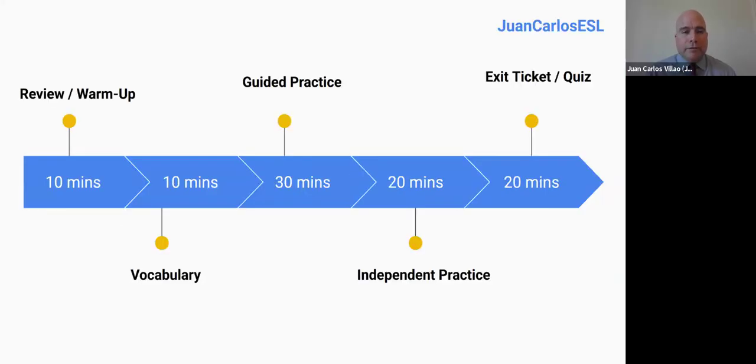So there we have the review and warm-up. This is an estimated time period for each segment of the lesson. Review and warm-up may take approximately 10 minutes or so. Vocabulary, 10 minutes. Then guided practice, 30 minutes. Then independent practice, 20 minutes, followed by the exit ticket and quiz, 20 minutes. So again, these are only estimations.